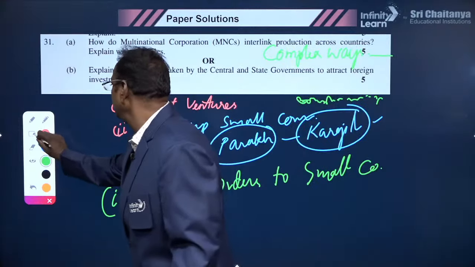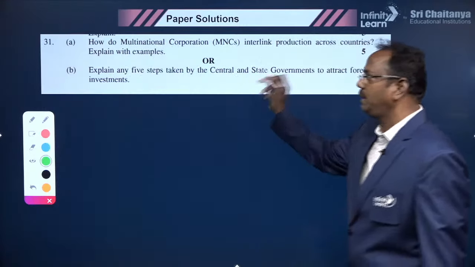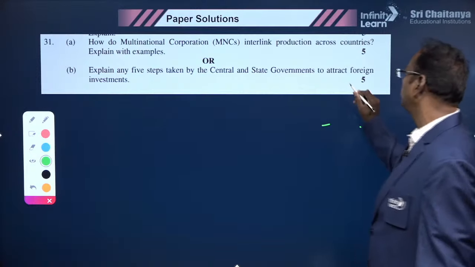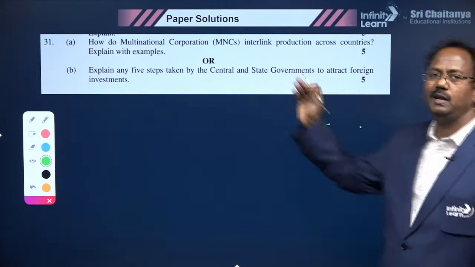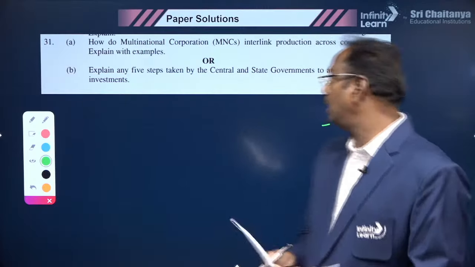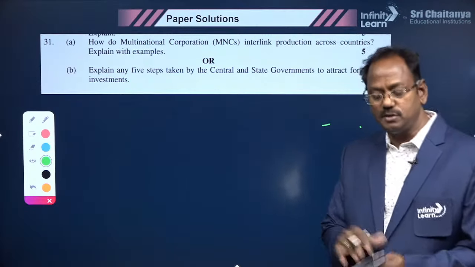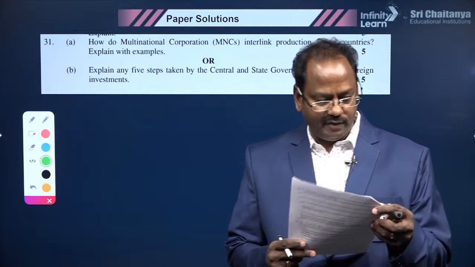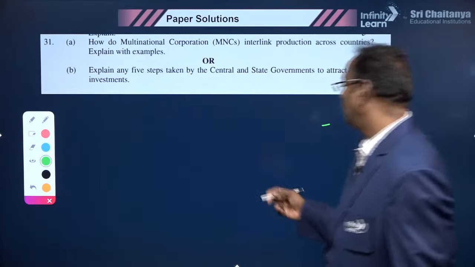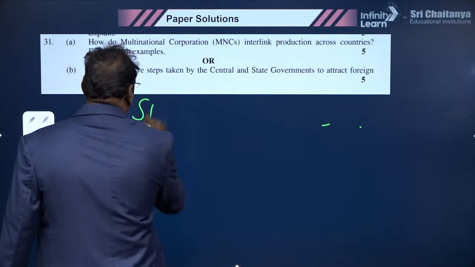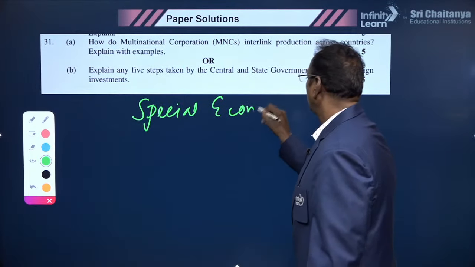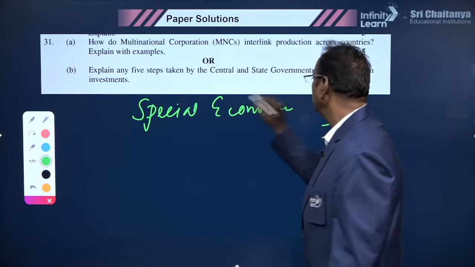And next we go for question number 31B. Explain any 5 steps taken by the central and state governments to attract foreign investments. So what are the ways the governments are following to bring in foreign investments? The first point is that the governments are setting up special economic zones.